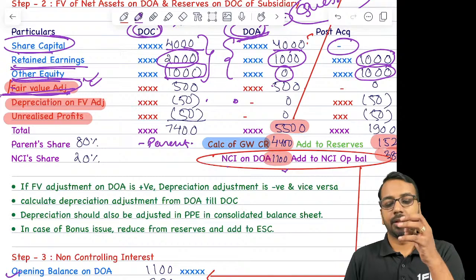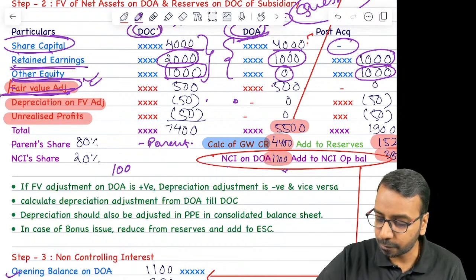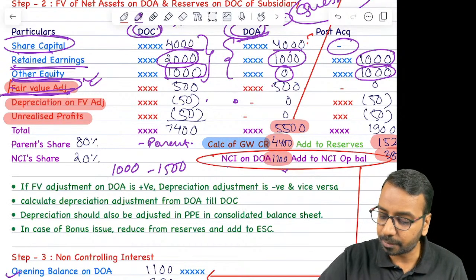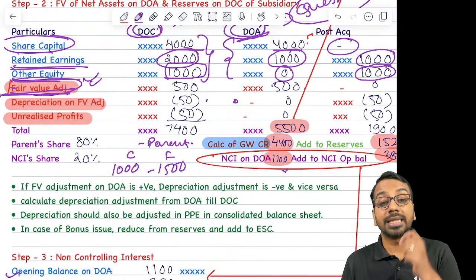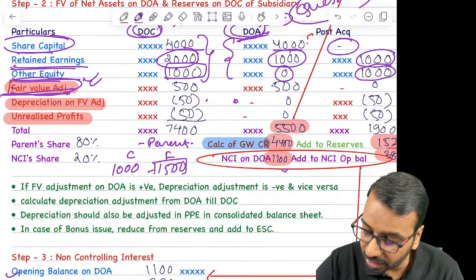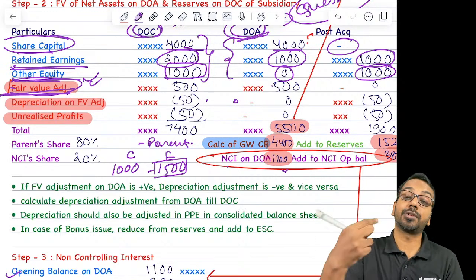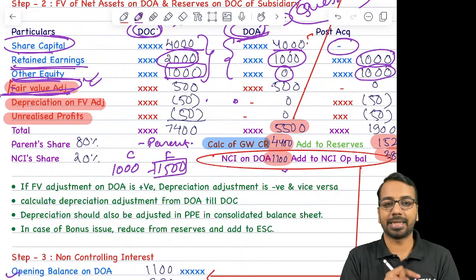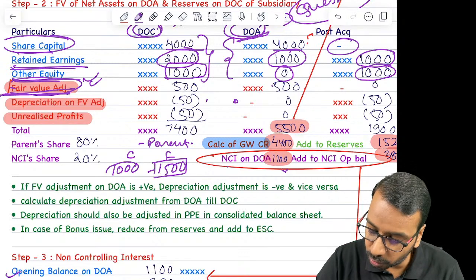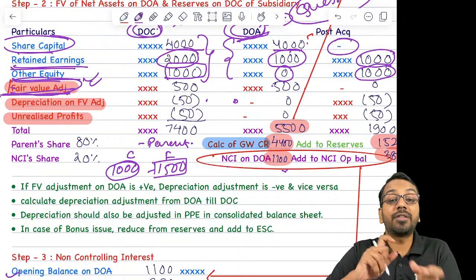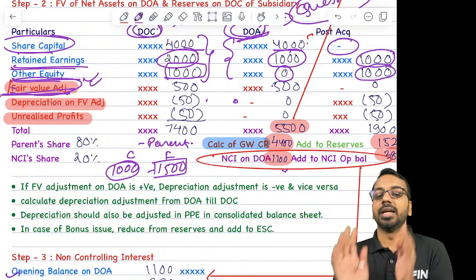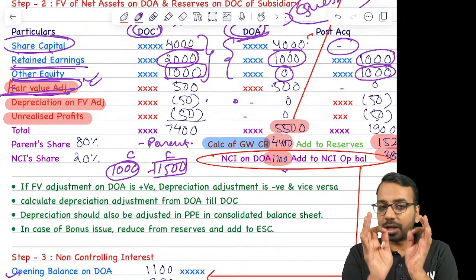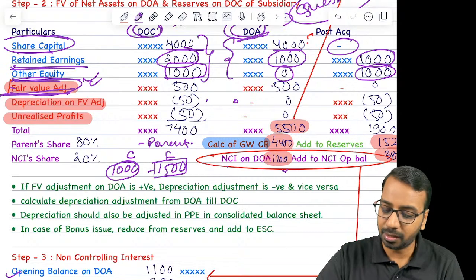Say for example, the plant and machinery in the books is at 1000. Fair value is 1500. This is the carrying amount, and this is the fair value. Then in that case, what do we have to do? This 1500 fair value is what we should consider while calculating net assets. But in the books, it is only captured at 1000. So the difference of 500 is what we refer to as fair value adjustment. This will be given in the question. You have to carefully read the question and take the numbers.